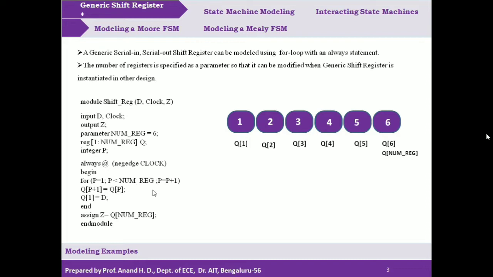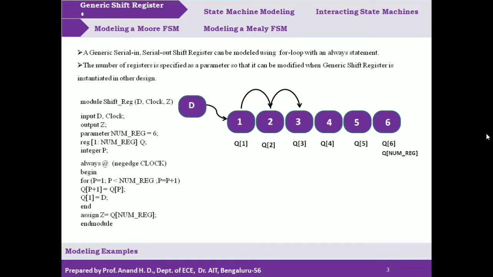What will be the first iteration of for loop? Q of 1 plus 1 will be equal to Q of 1. So Q of 2 will be equal to Q of 1. Correct? So there will be a right shift. So when there is a right shift from Q of 1 to Q of 2, then Q of 1 will be empty. Q of 1 will be getting a bit value from input D. Right? So that is the first iteration of for loop.